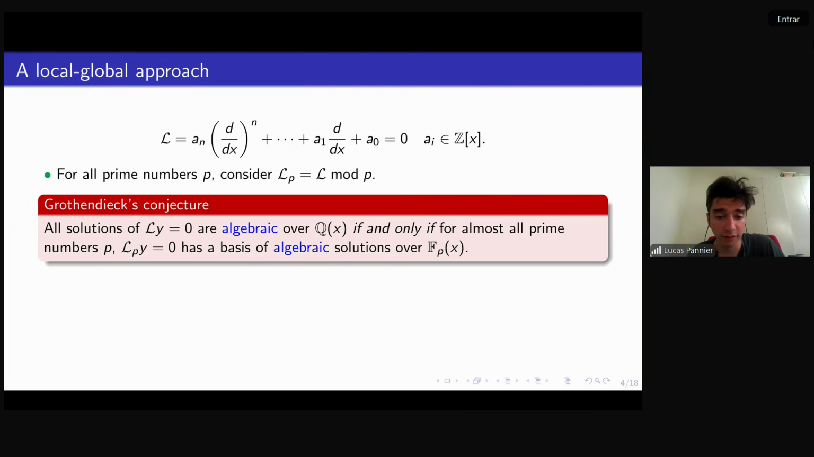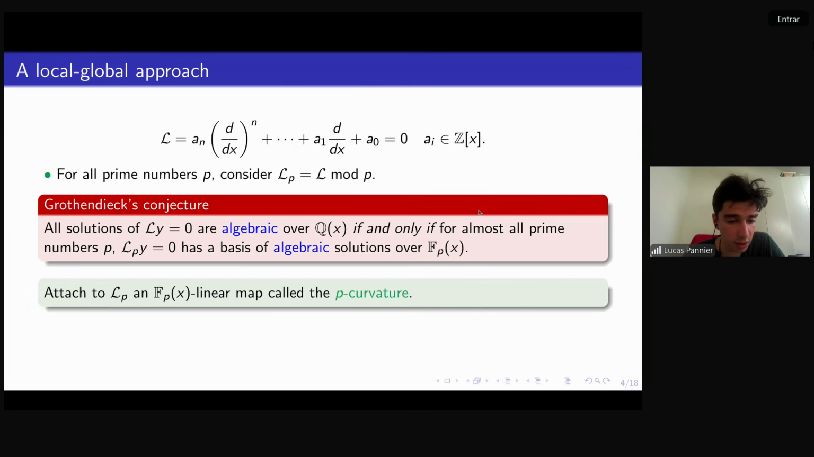One can wonder if having a basis of algebraic solutions over Fp(x) is really a property that is easily checked compared to checking it in characteristic 0. And so this is where the p-curvature intervenes. I will not define it very precisely for any other differential equation, but it was defined before in Rosa-Install, for instance. So to Lp, we can attach an Fp(x)-linear map that we call the p-curvature.